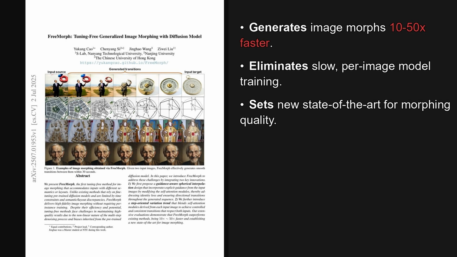So, to wrap things up, FreeMorph really represents a major step forward. By avoiding the slow, per-image training of older methods, it makes high-quality morphing practical. The key is how it modifies the self-attention modules, using both that guidance-aware spherical interpolation we discussed, and a new technique called the step-oriented variation trend, which smoothly shifts the model's focus from the source to the target image. The result is a method that's up to 50 times faster and sets a new state of the art.